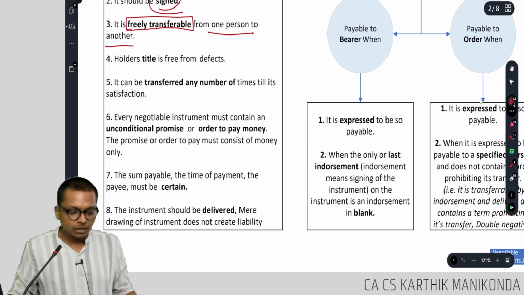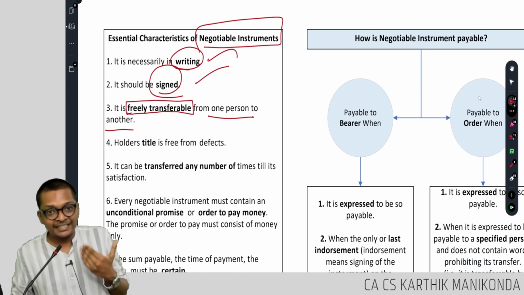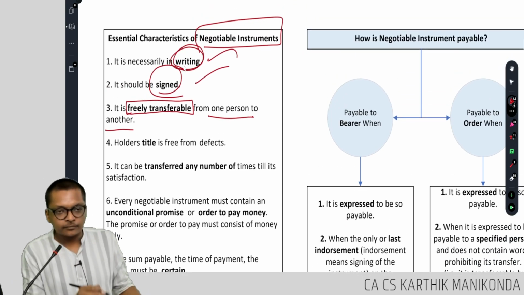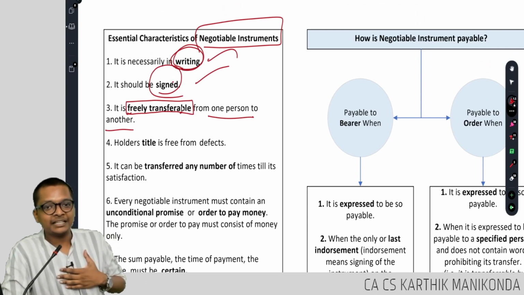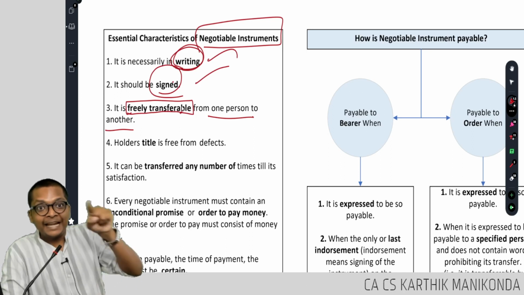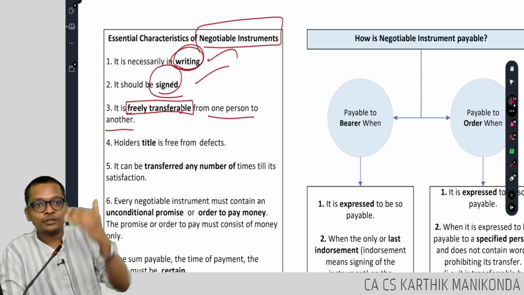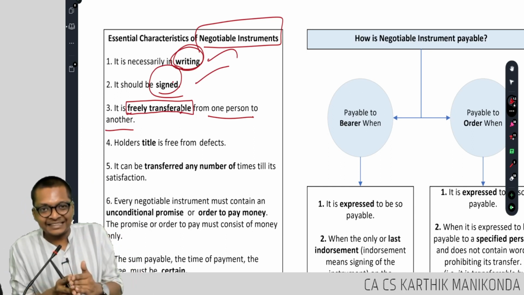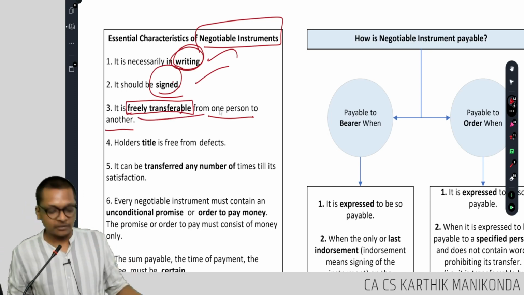Inter they have not tested. What are the essential features? Foundation they may test. Fine. It is necessarily in writing, signed, and freely transferable. Why freely transferable? Now you will understand. Endorsement: you can endorse how many times? Infinite times. You can't restrict. We can restrict, but that is not in the syllabus. Leave it. So it's freely transferable.